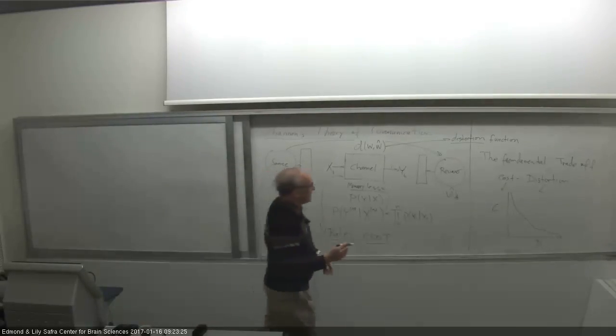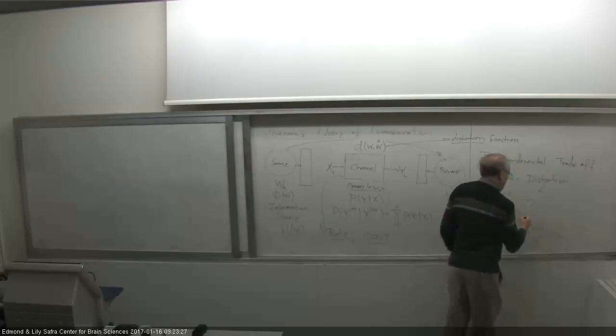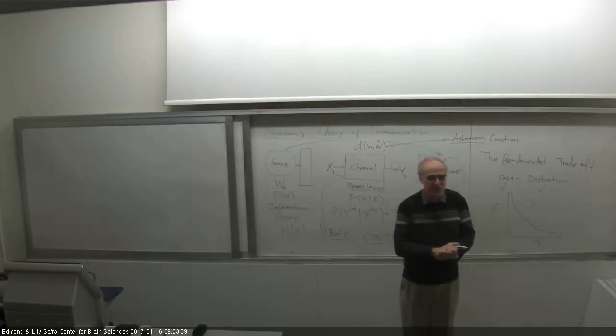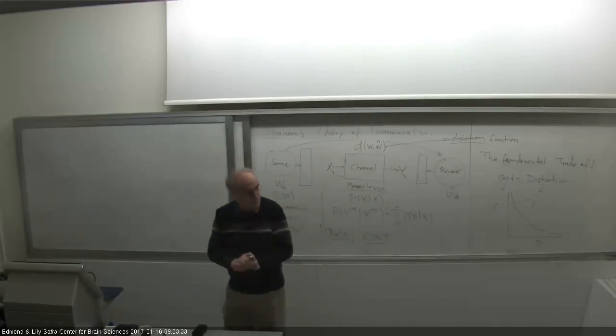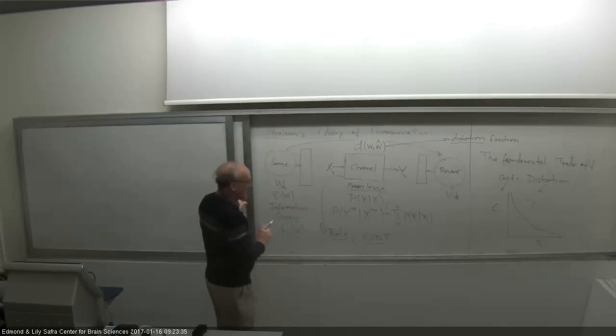So how to calculate this? This is essentially the problem that Shannon faced, but really formulated this way only at the end of the story in the 60s, or in 69.